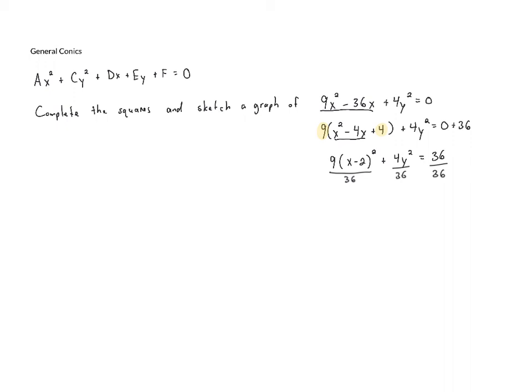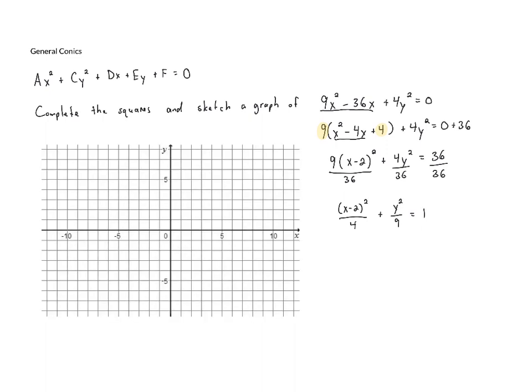When we simplify these, 9/36 reduces to 1/4. So this becomes x minus 2 squared over 4. Plus 4/36 reduces to 1/9. So this becomes y squared over 9. And then 36 divided by 36 is 1. So now we are in the right form for an ellipse, and we can go sketch our graph.